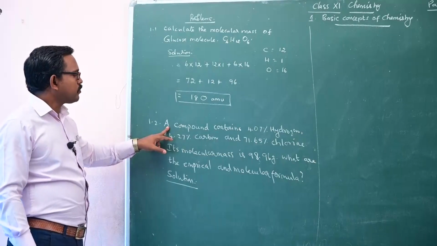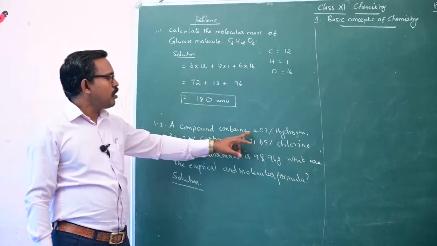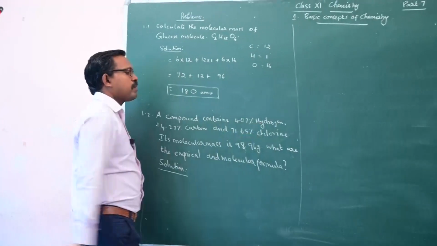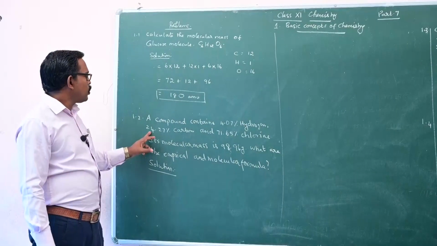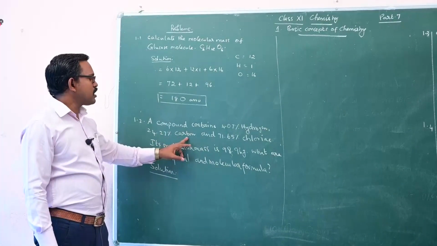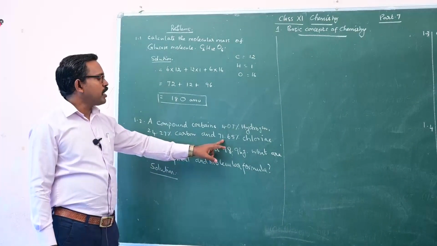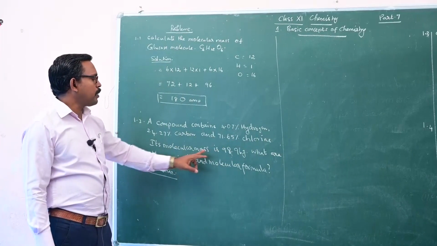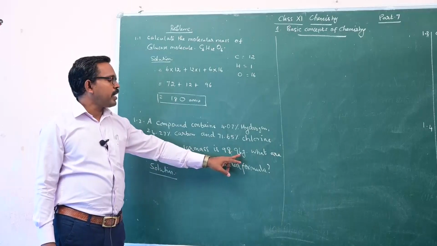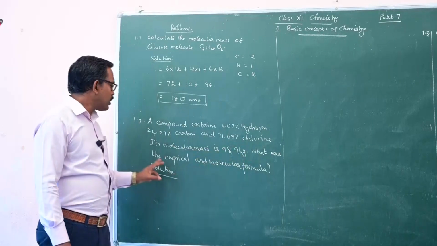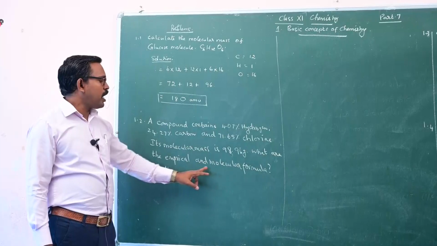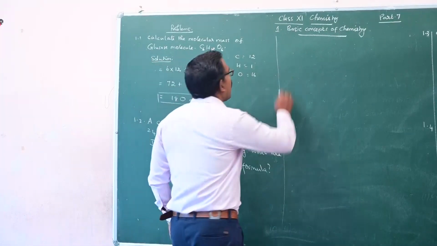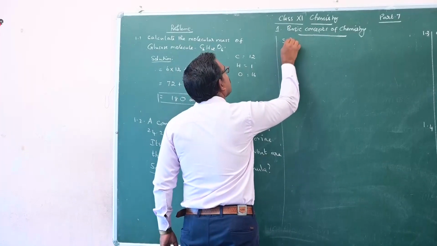The second problem: a compound contains 4.07 percent hydrogen, 24.27 percent carbon and 71.65 percent chlorine. Its molecular mass is 98.96 gram. What are the empirical formula and molecular formula? It is calculated by a simple method.